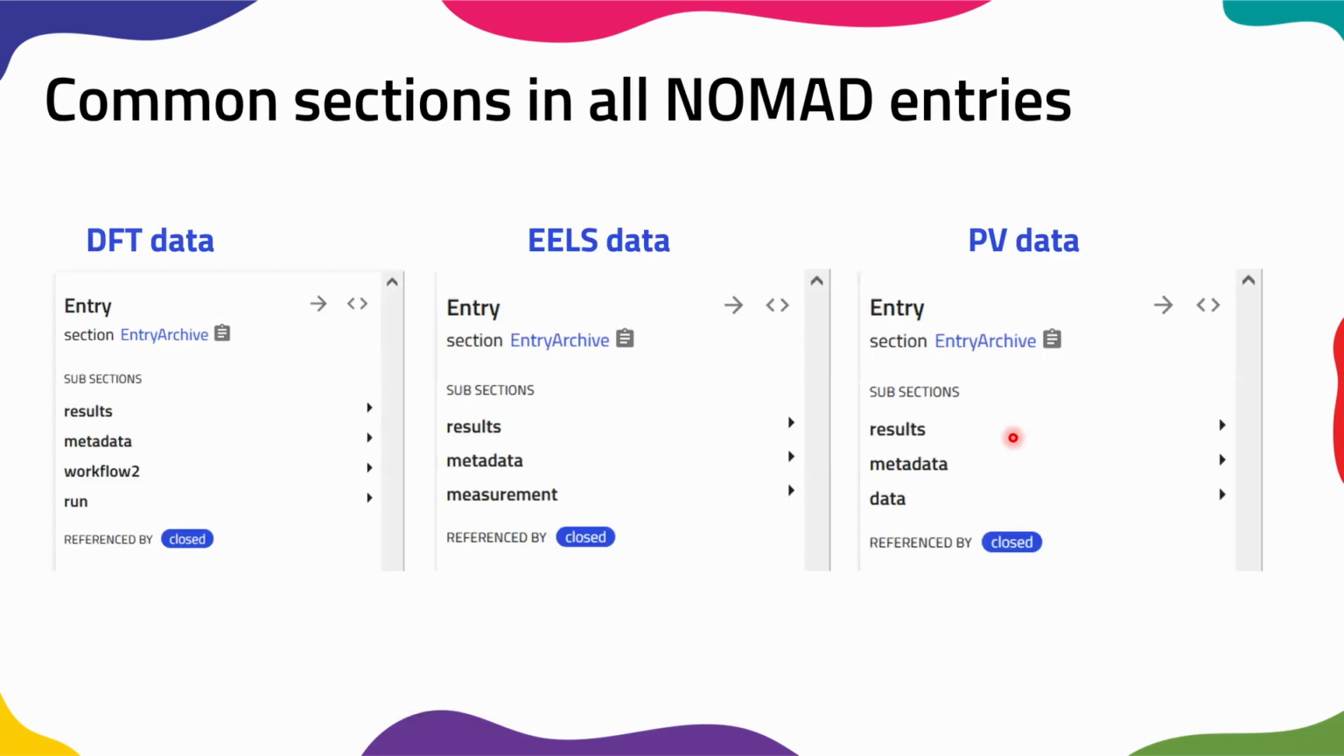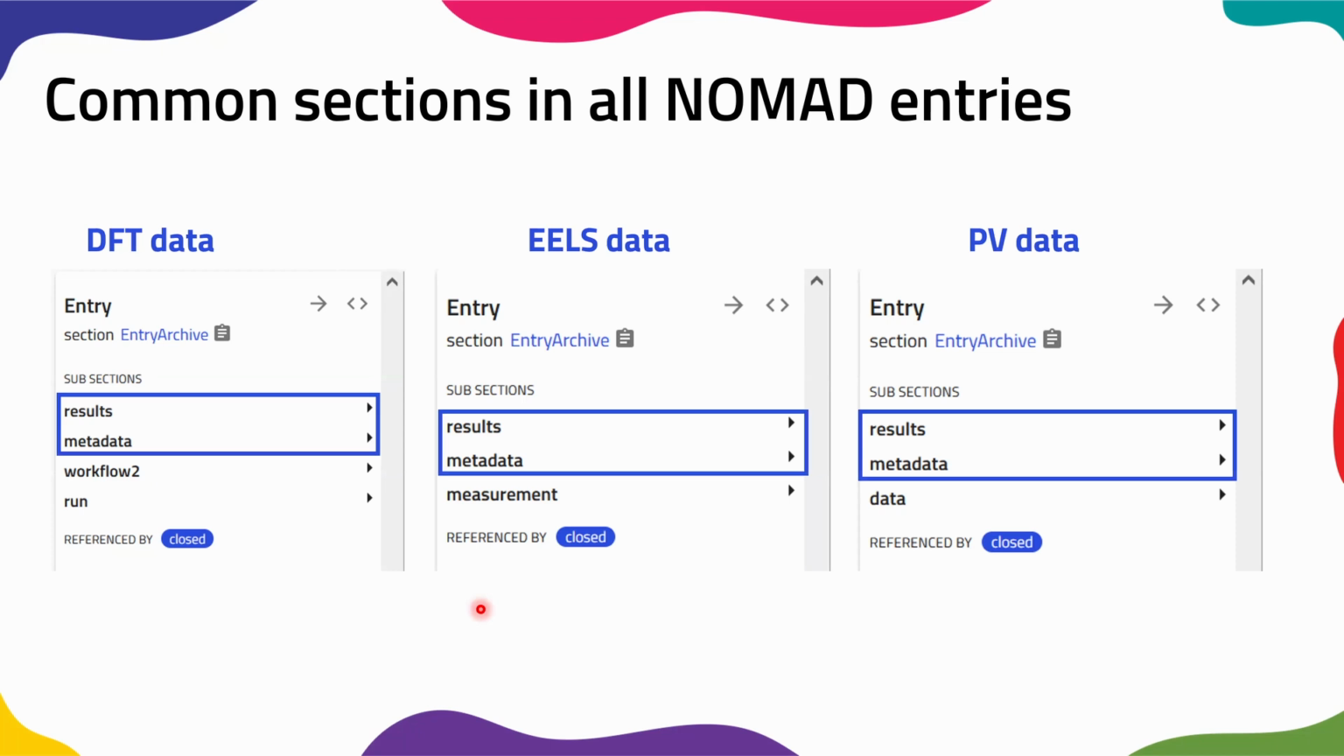And the common sections for all Nomad entries, whether you upload a DFT calculation or electron energy loss spectroscopy data or PV data, you would see the main entry section includes the various subsections shown here. Regardless of the entry, they will always contain a results section and a metadata section, which define the main sections in Nomad that enable searchability and findability of the data.